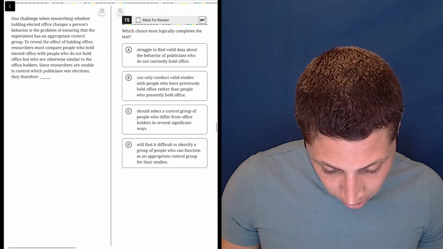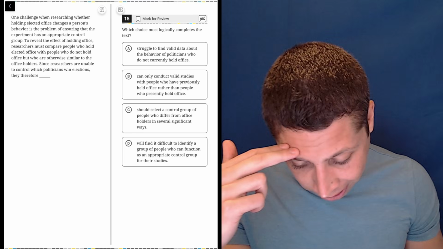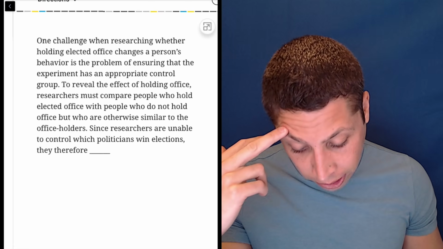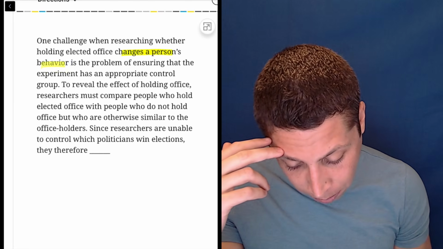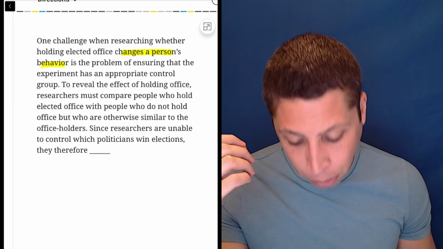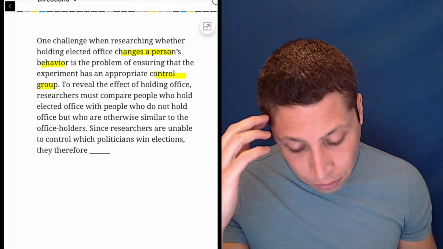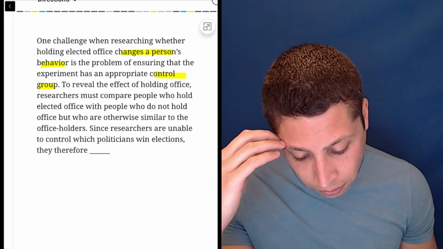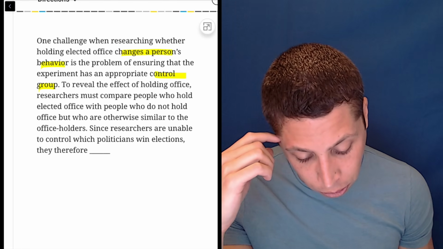Yeah. Hard one. Which choice most logically completes the text? Okay. What is the text saying? One challenge when researching whether holding elected office changes a person's behavior is the problem of ensuring that the experiment has an appropriate control group. To reveal the effect of holding office, researchers must compare people who hold elected office with people who do not hold office, but who are otherwise similar to the office holders.